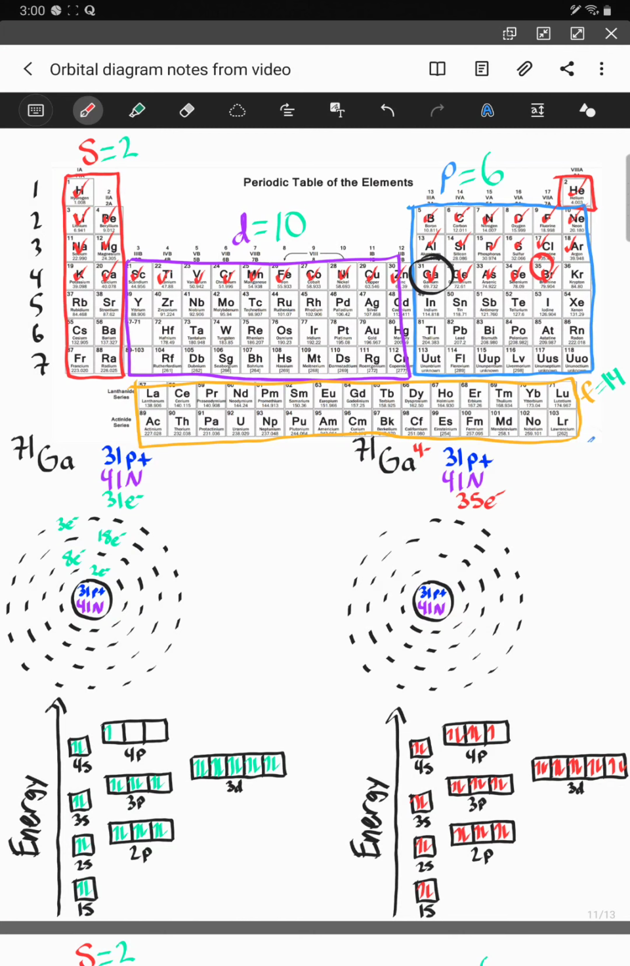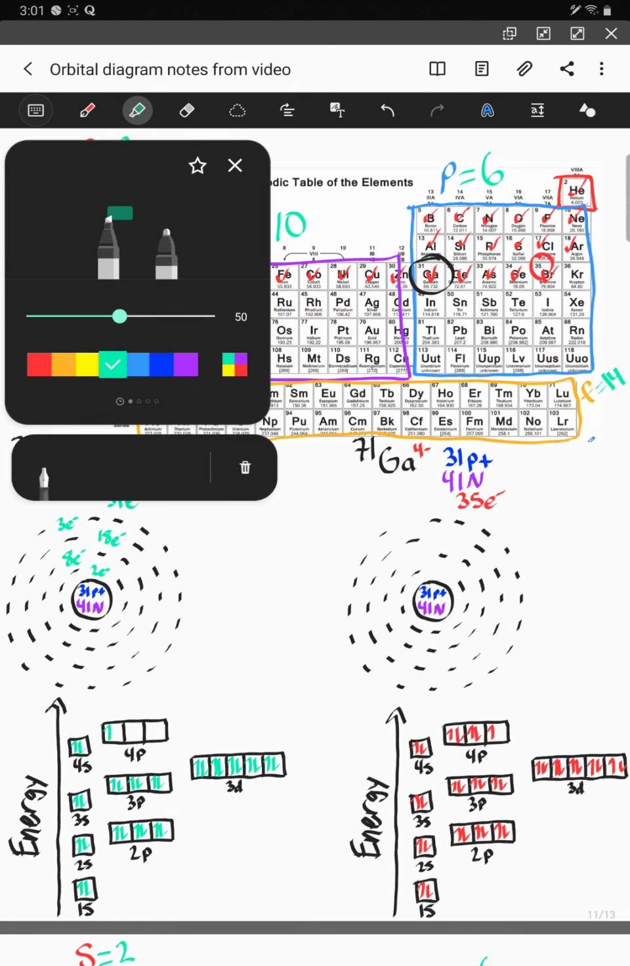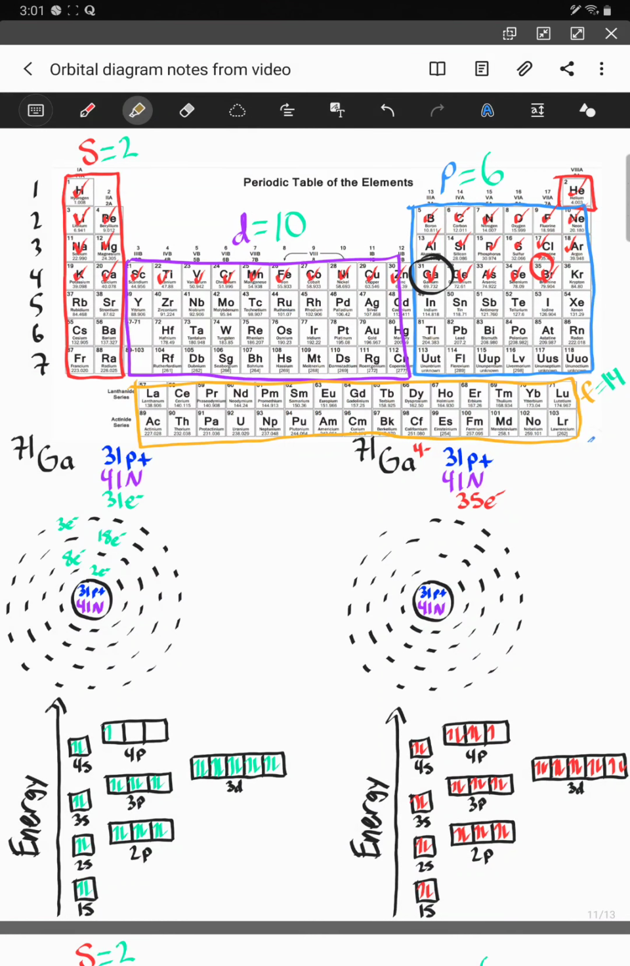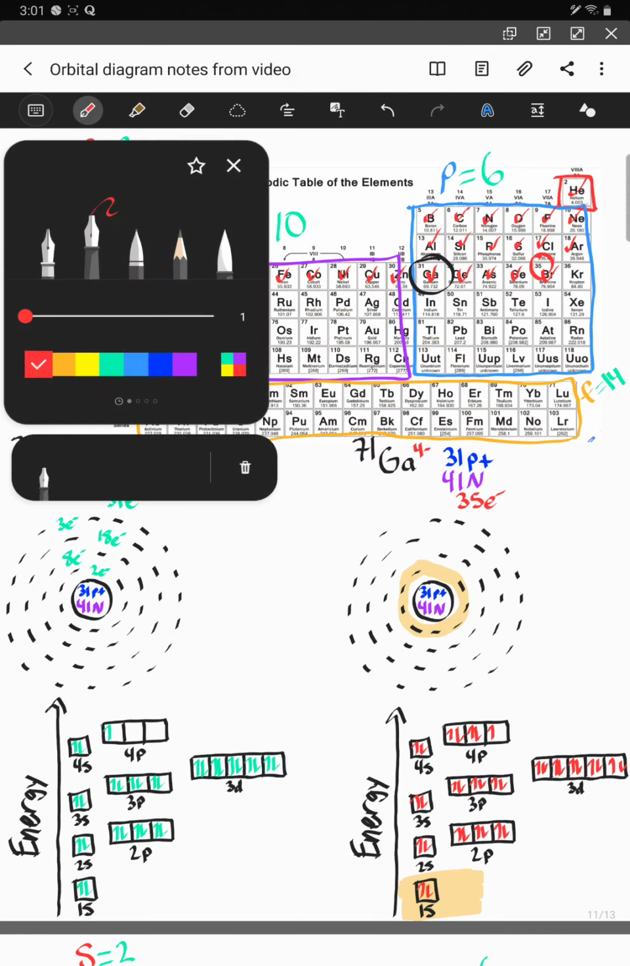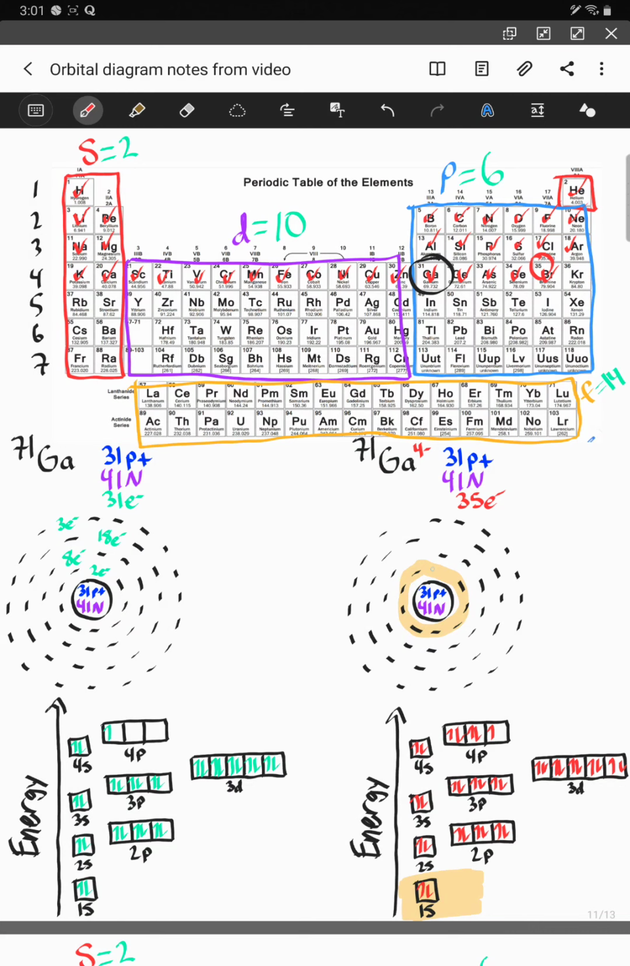Next, we can start filling in the Bohr model. I'm going to use my highlighters this time because it is a little bit easier to see when I have these highlighted. So the first energy level, everything designated with a 1, is going to correspond to this first energy level here. And I have 2 electrons on that first energy level.